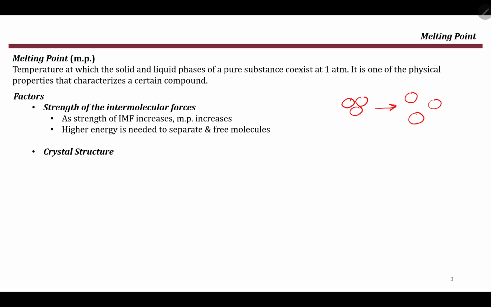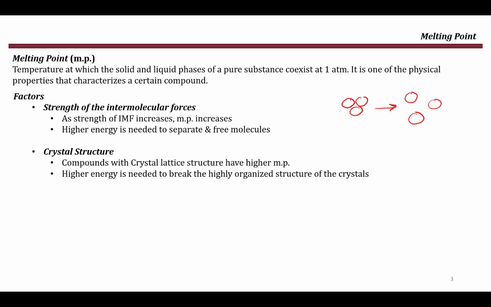The second factor which also affects the melting point of a compound is the crystal structure. Compounds with crystal lattice structure have higher melting points, and the reason again is that higher energy is needed to break the highly organized structure.